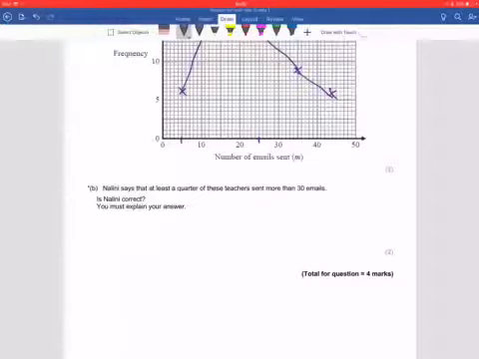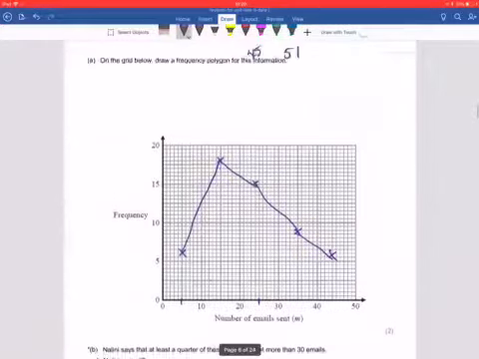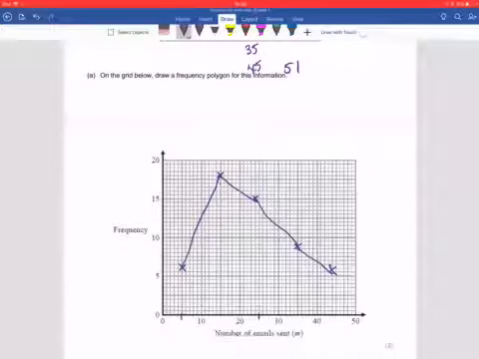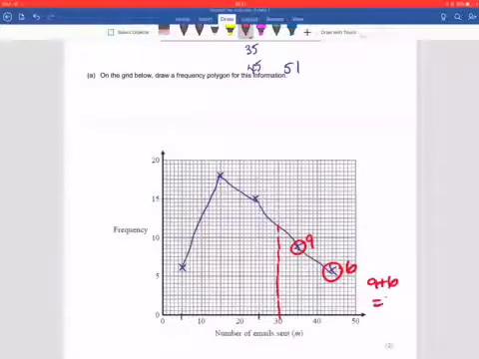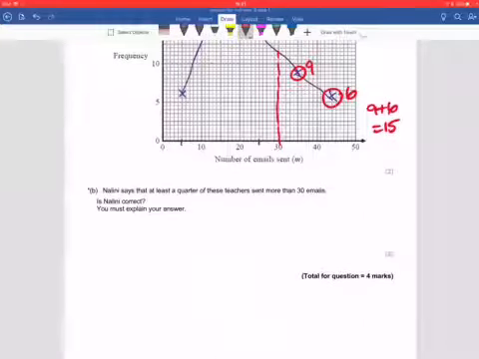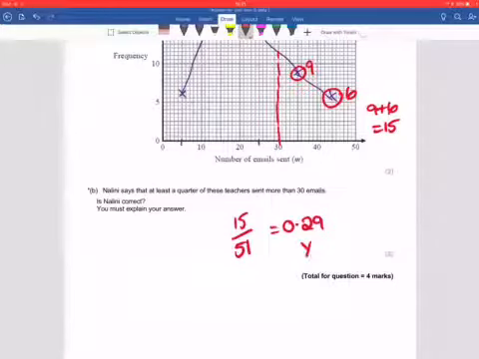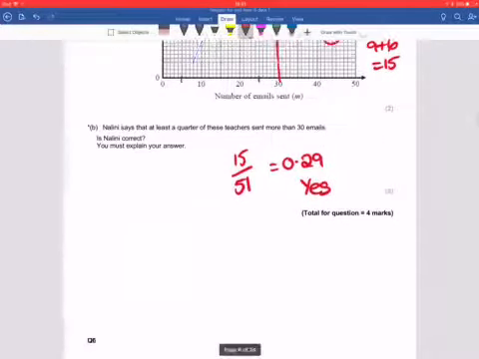Nalini says that at least a quarter of these teachers sent more than 30 emails. So more than 30. I'm going to use my graph. I've got a frequency of 9 there and a frequency of 6 there. So 9 plus 6 equals 15. So I have to do 15 out of 51 and work out, is that a quarter, is it 0.25 or bigger? It comes to 0.29. So yes, she's correct. You can't just say yes without the evidence.